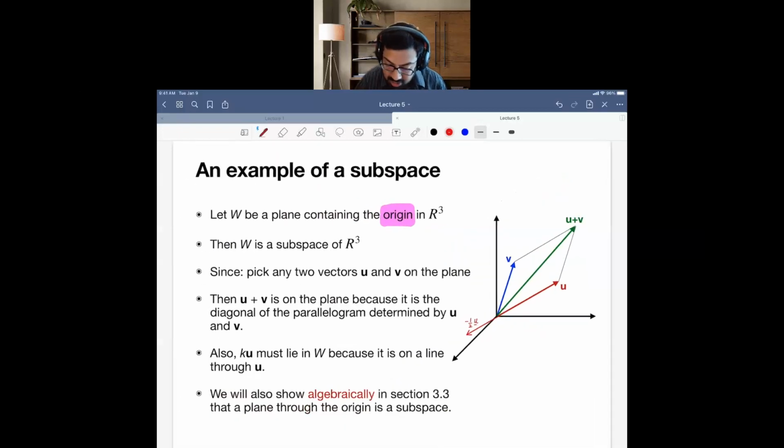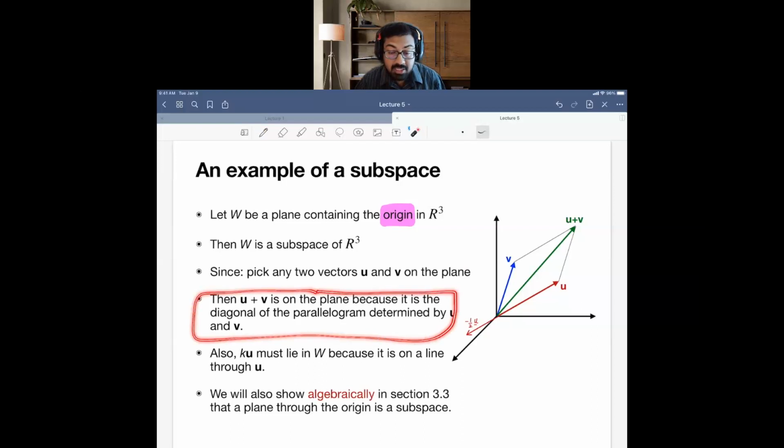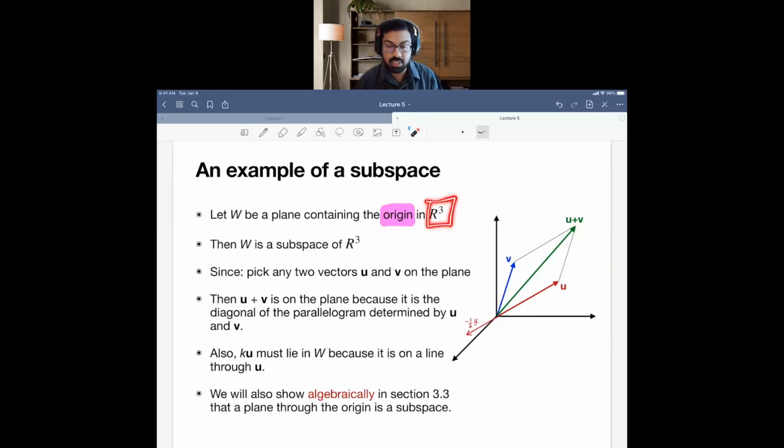So this first criterion proves that it is closed with addition, and this proves that it is closed with scaling. Both of these combined, we can say that the plane W, which contains the origin, is going to be a subspace of R cubed, a three-dimensional space.